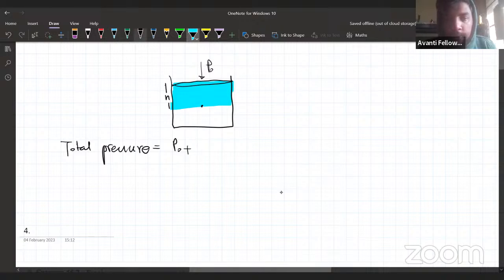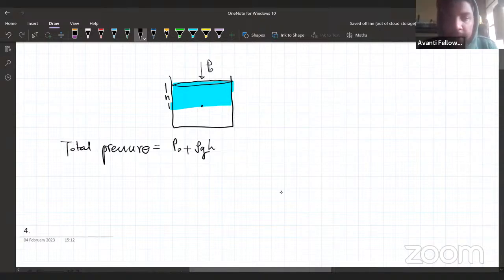So that will be equal to rho, where rho is the density of this liquid, G is gravitation, and H is the height or the depth which we are going in. Hopefully this topic is clear to you all, right?